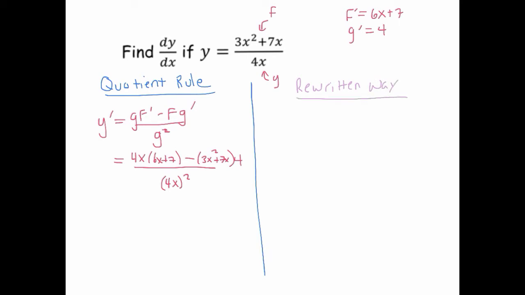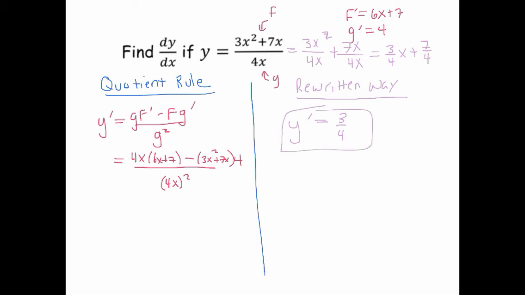Using the rewritten way, we could really just break up this fraction as 3x squared over 4x plus 7x over 4x. And that becomes 3/4 x plus 7/4. And so when you view it like that, the derivative is really easy because the derivative is just going to be 3/4.